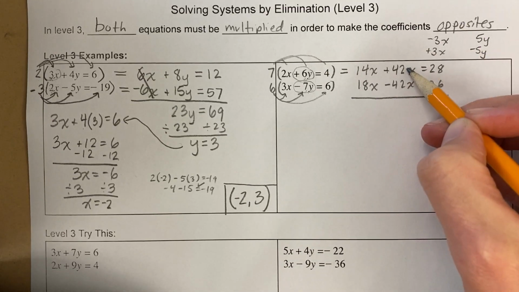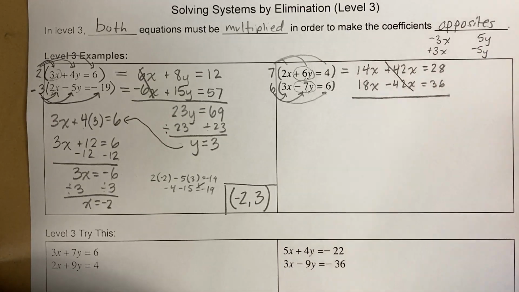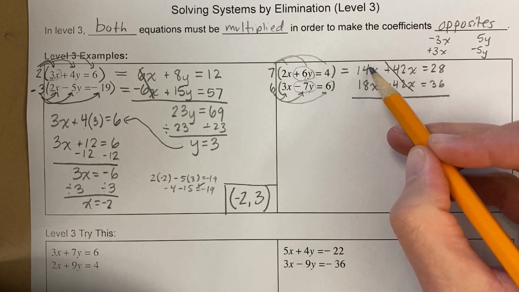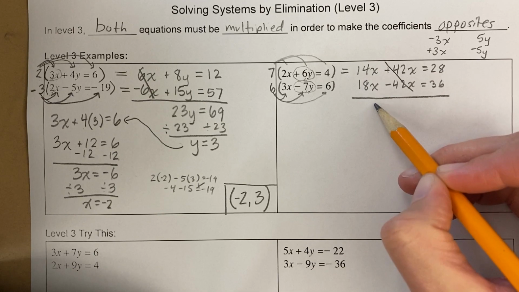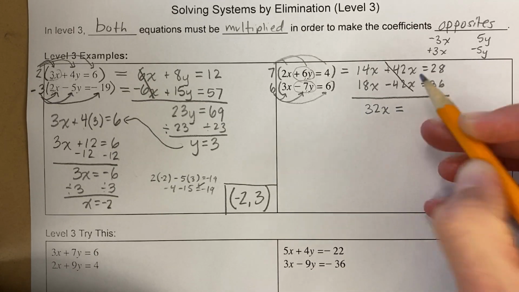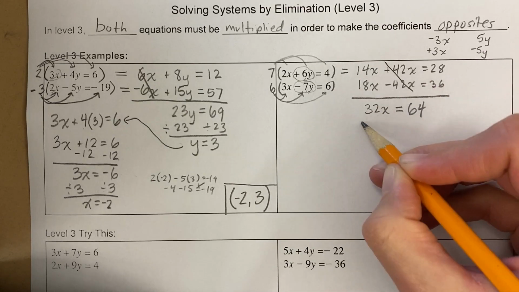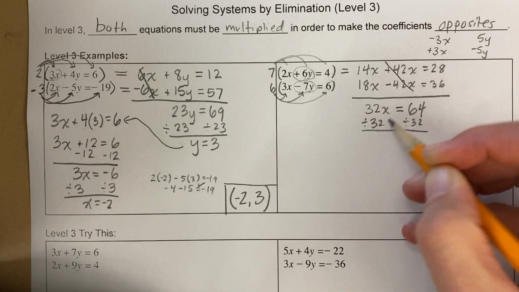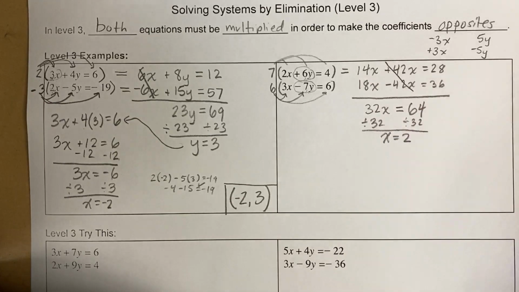Now, 42 minus 42, that's 0. That's what I like, right? I like for it to cancel. That's what I'm looking for. So now I'm just going to be careful here. I'm going to do the math. 14 plus 18 is 32x, and 28 plus 36 is 64. This is 32x equals 64. And when I divide by 32 on both sides, I get x equals 2.